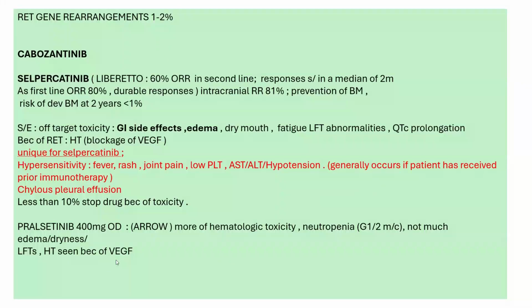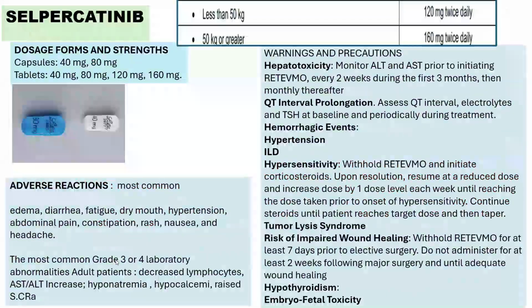Okay. So sulfacatinib and pralsetinib. Pralsetinib, the major different side effect for pralsetinib is a hematological toxicity and hypertension. That is because of VEGF. So this is sulfacatinib I discussed in the previous slide.